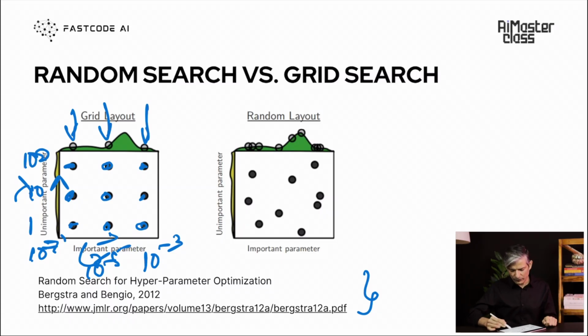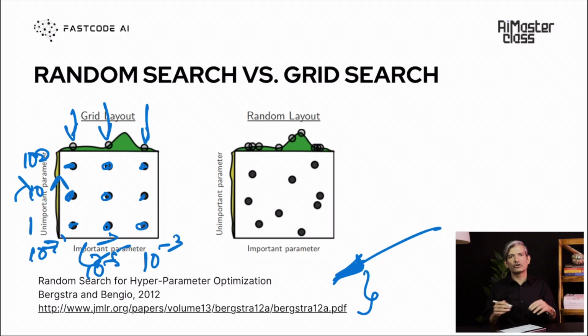I recommend you briefly read this paper, but the message is very simple: don't do grid search, just do random searches across your hyperparameters. This is because there are some hyperparameters which are less important and some which are more.